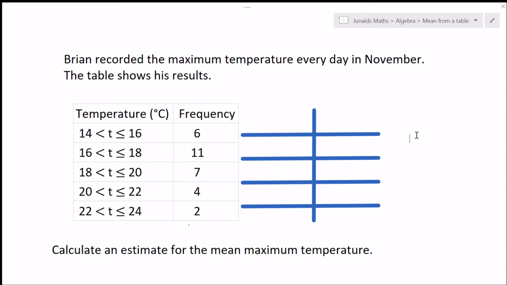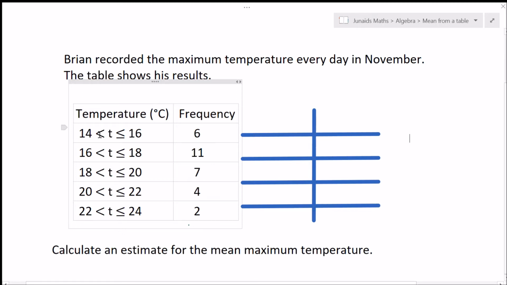But before we go and work out the midpoint, I want to show you how this part here will be read out. So 14 inequality sign t inequality sign 16. How do we actually read that? Most of you will know, and some of you would like to know, that these two here are inequality signs. And there's a way to read that.